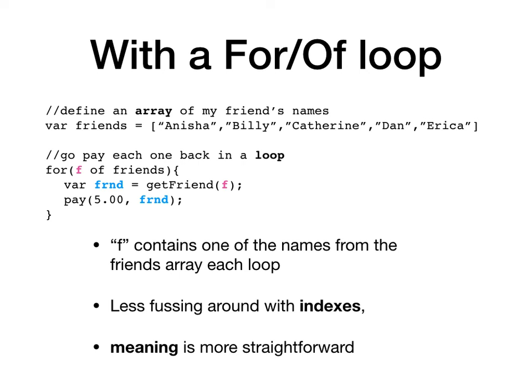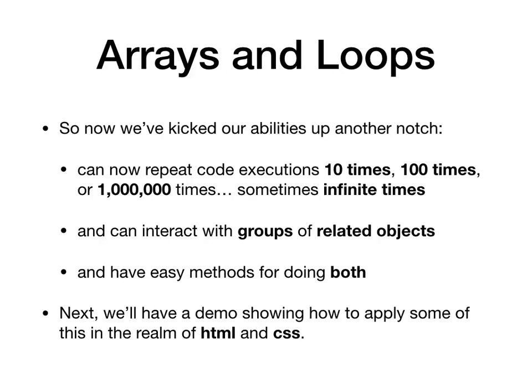That's pretty cool. So that covers it for arrays and loops. We've sort of kicked up our abilities another notch, right? We've talked about making branching code and basic code, and now we've made very, very repeatable code. We can do the same thing 10 times or 1,000,000 times, and hopefully not infinite times. And we can interact with groups of related objects. That's really useful. And now we have methods combining both to really expand our programming abilities.